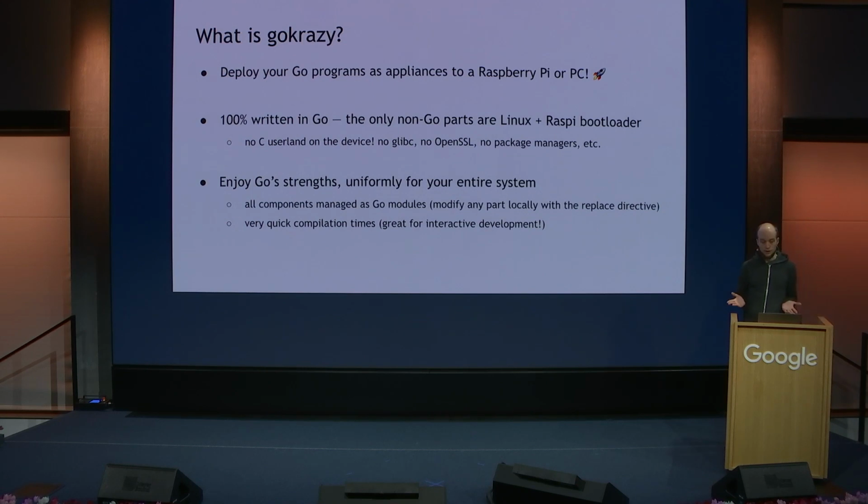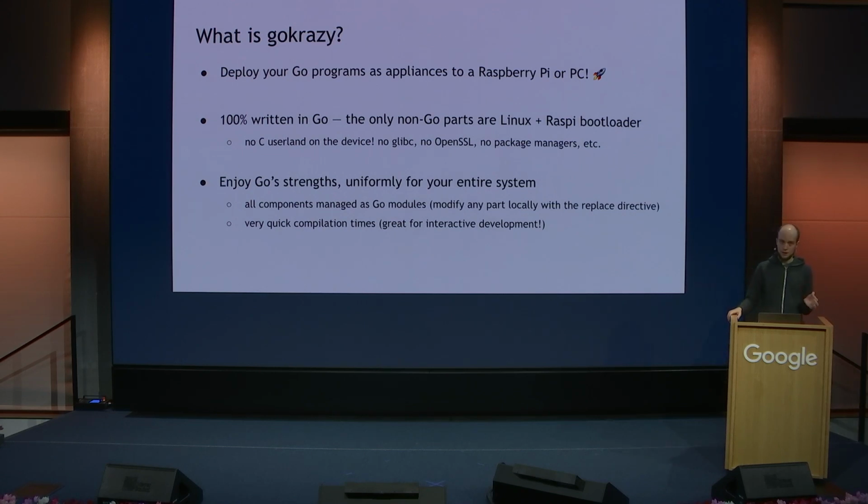So what is gokrazy? I've already mentioned it allows you to deploy your Go programs onto a Raspberry Pi. Specifically, it allows you to deploy your Go programs as appliances. What does that mean? The opposite of an appliance is a general purpose computer. You can use it one day to do your web browsing, the next day for spreadsheets, and the other day for watching a video.